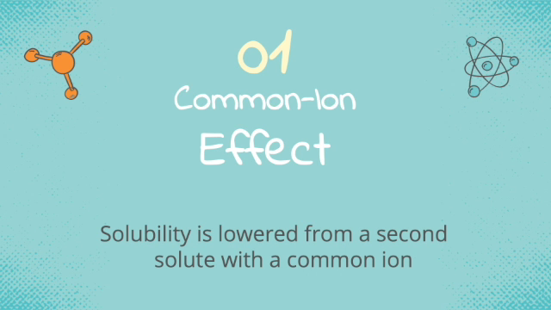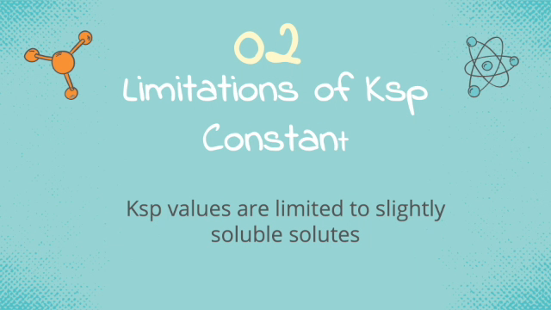In the event that there was a saturated solution of PbI2 and a common ion, being iodide, was added in the form of KI aqueous, Le Chatelier's principle states that when the concentration of one of its reactants is increased, equilibrium is shifted in the direction in which that reactant is consumed. The addition of common ions shifts equilibrium towards the undissolved compound, causing precipitation, and the solubility of the compound is reduced. The second example is the limitations of the Ksp constant.